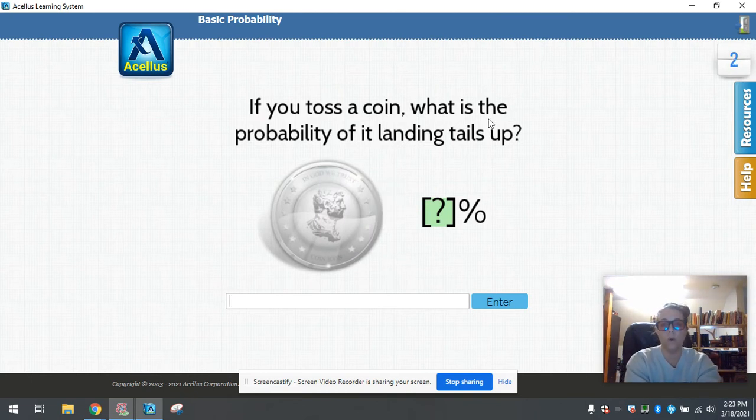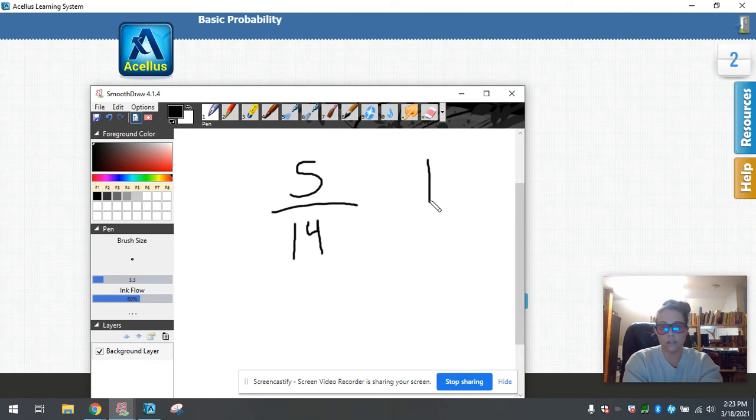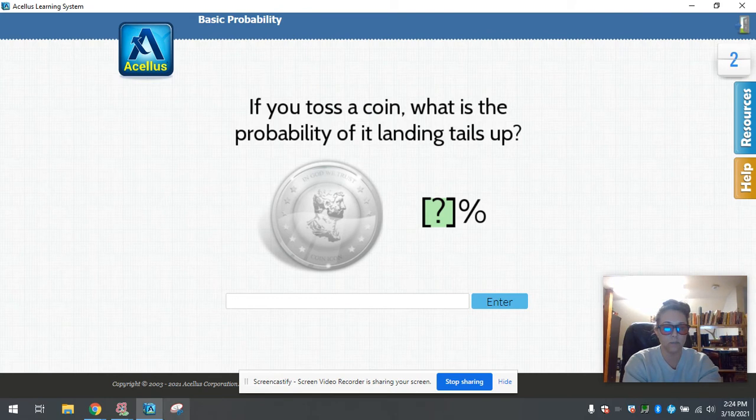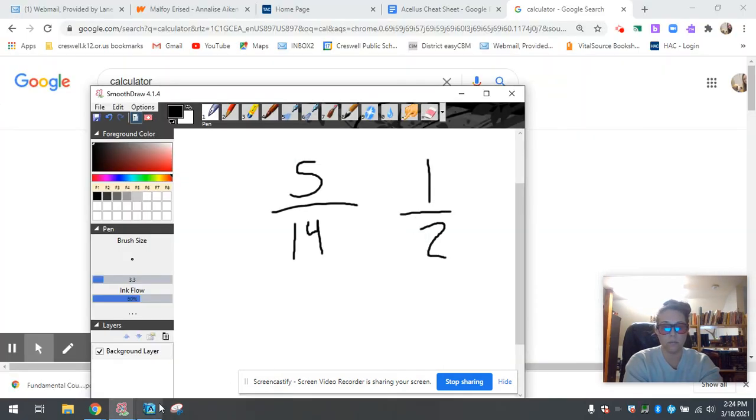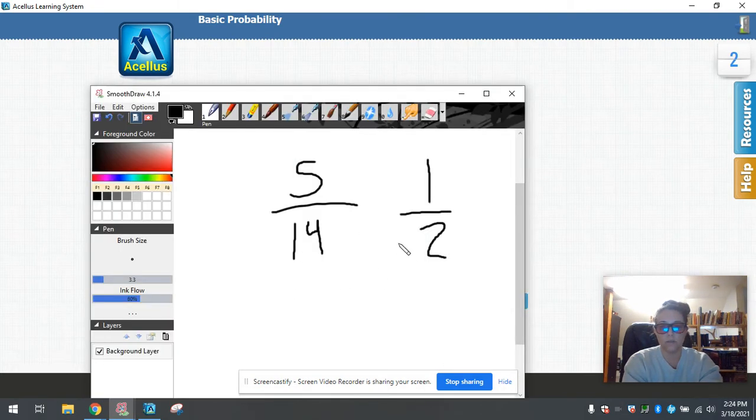If you toss a coin, what is the probability it lands tails up? Okay, so you have a 1 in 2 chance. One side is going to be heads, one side is going to be tails. What does it say? Heads up, tails up. So it's a 1 in 2 chance of it being tails up, but it wants it in a percentage. So again, maybe we just know that half is equal to 50%, because half of 100 is 50 and percents are out of 100.